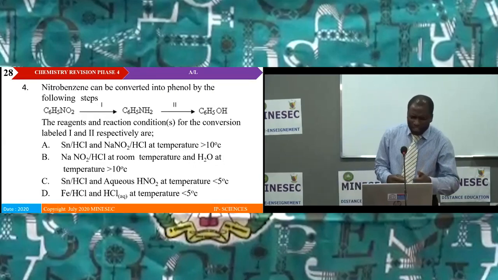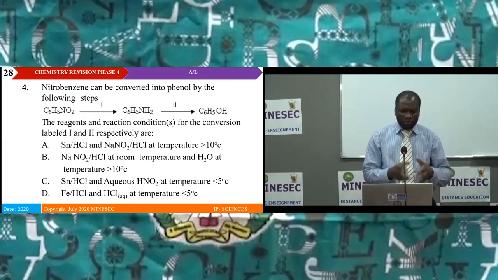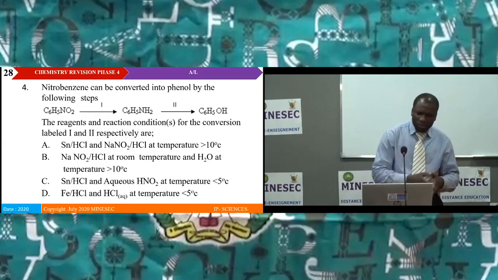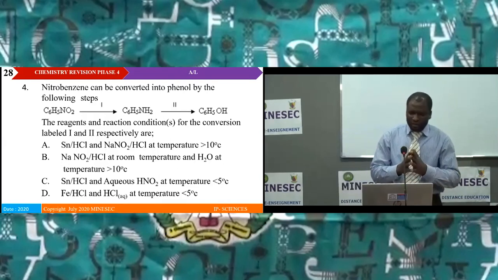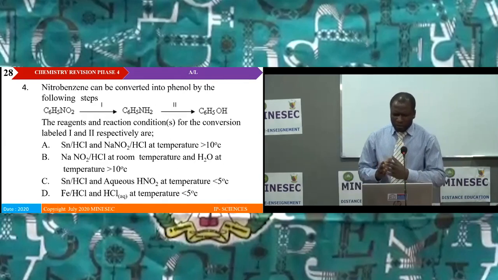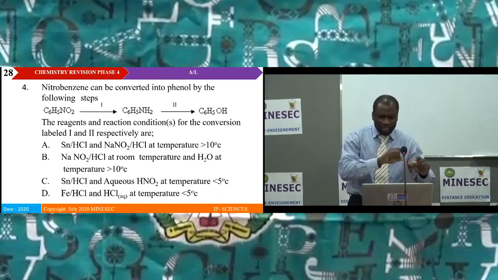The first stage, converting from nitrobenzene to phenylamine, there is a reduction.